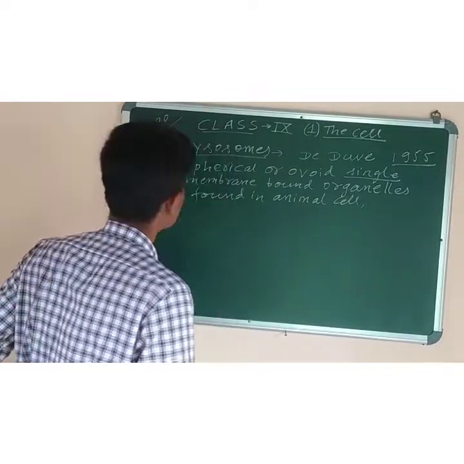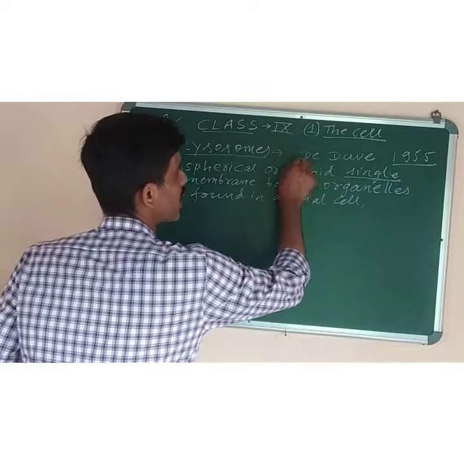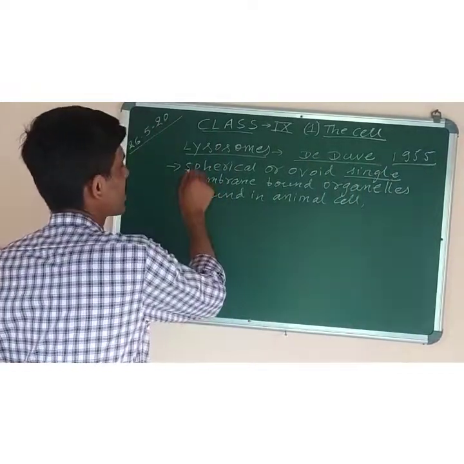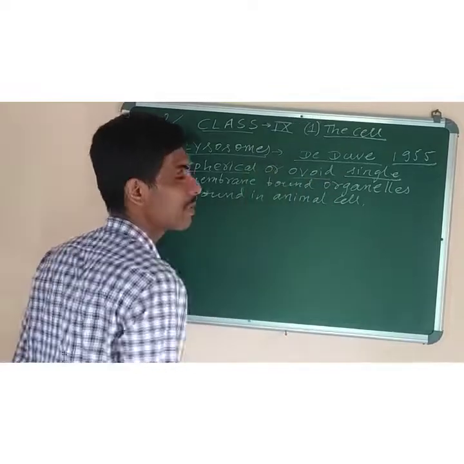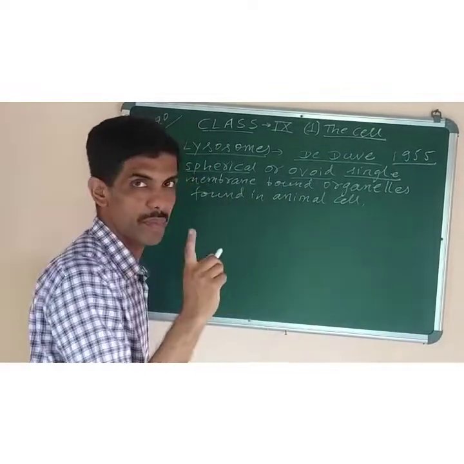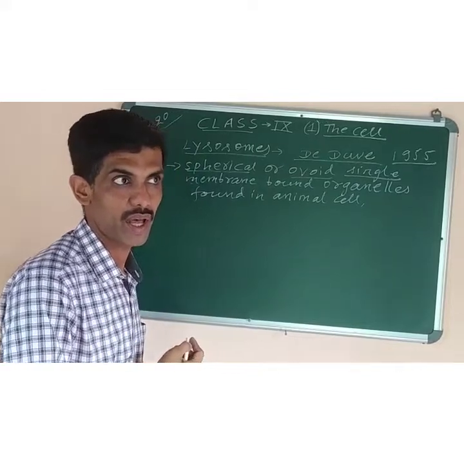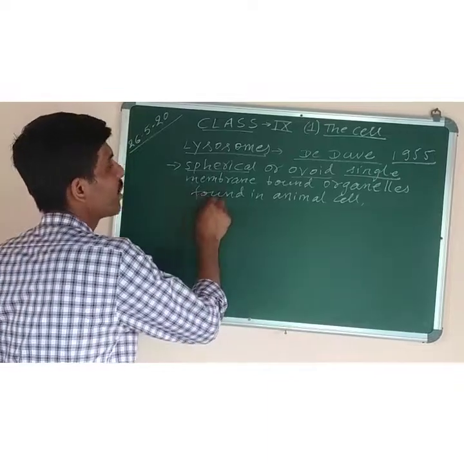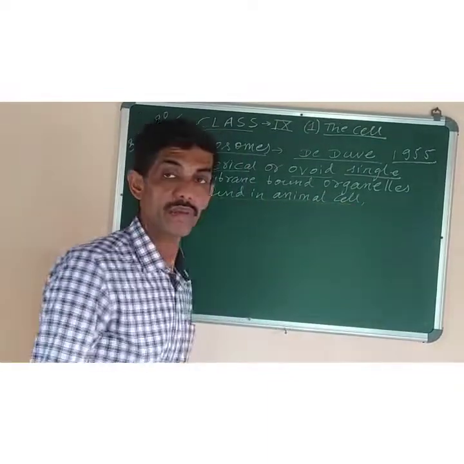Now next, lysosomes. Who discovered it? This one you can learn. D. Duke. In which year? 1955. What is the structure? It is spherical or ovoid in shape. And how many membranes are there? It has a single membrane, one membrane is there, not like mitochondria or chloroplast in which double membrane is present. And where is it found? In animal cells, not in plant cells.